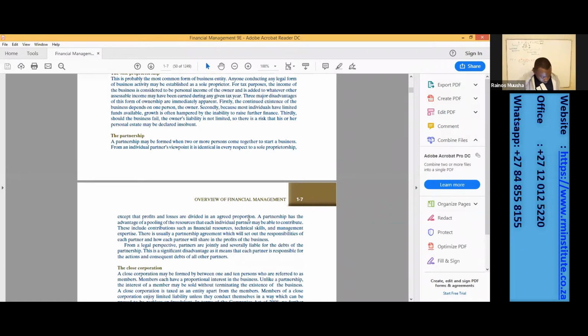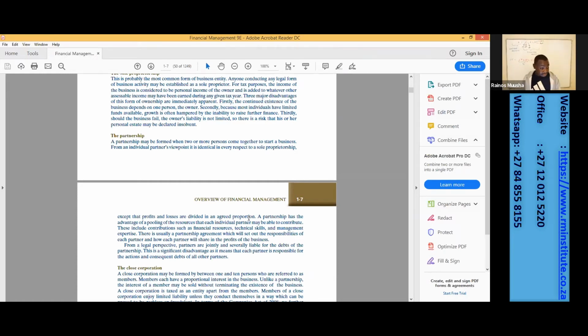So now when they come together to start a business, it basically means that they are going to be having responsibility that they are going to be allocating to each other in running the business. But at the end of the day, just like a sole proprietorship, there's no separation between the business and the owners of the business as well, which means that there is what? Unlimited liability.